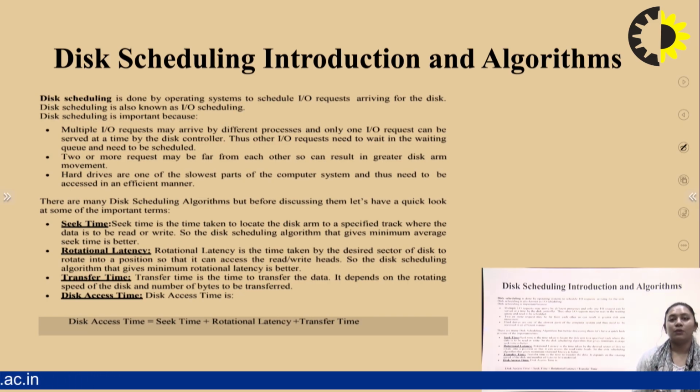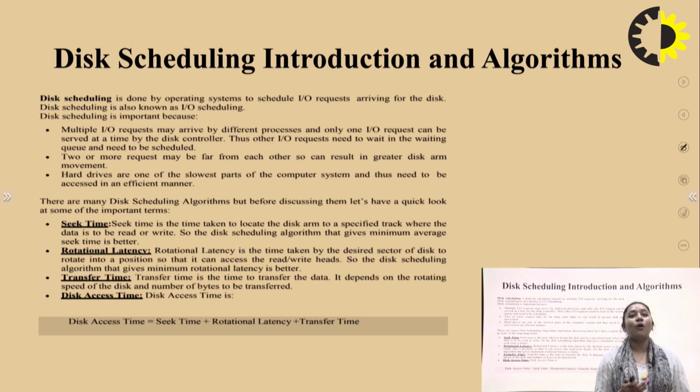What is disk scheduling? Disk scheduling is one of the important factors in the operating system, used to schedule the input-output requests arriving for the disk. It is also known as input-output scheduling. Multiple input-output requests may arrive from different processes, and only one request can be served at a time by the disk controller. The other requests need to wait, and then the process can be scheduled on the CPU and give you the output, right?